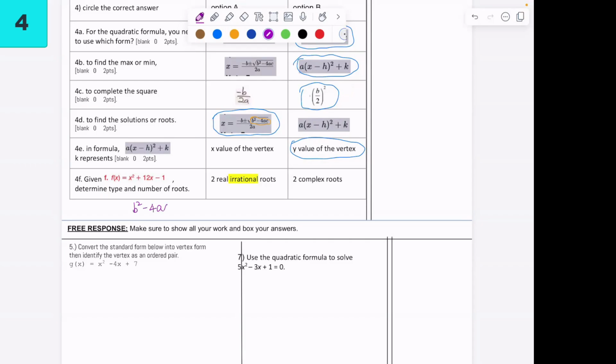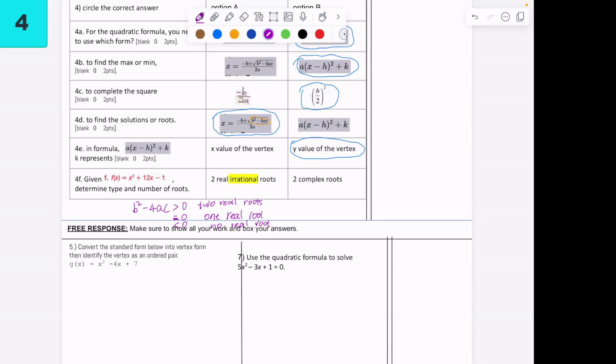If b squared minus 4ac is greater than 0, it has 2 real roots, okay? If b squared minus 4ac equals 0, it has 1 real root, or double roots, which means the 2 real roots overlap. Or if b squared minus 4ac is less than 0, no real roots, or no real solution, which means you will have 2 complex roots, okay?